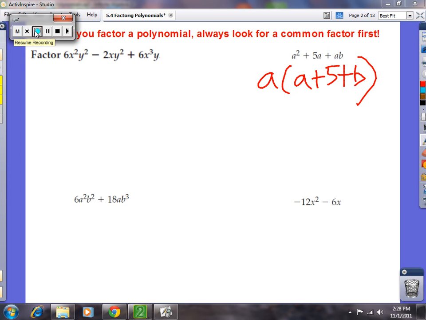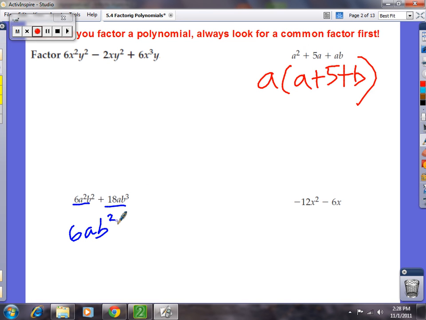The third one only has 2 terms, so it's a binomial. The GCF of 6 and 18 is 6. This has a squared, b squared. This has a, b cubed. They each have an a, and they each have b squared. So 6ab squared, that's your GCF.